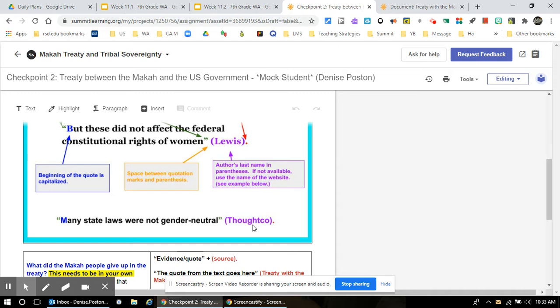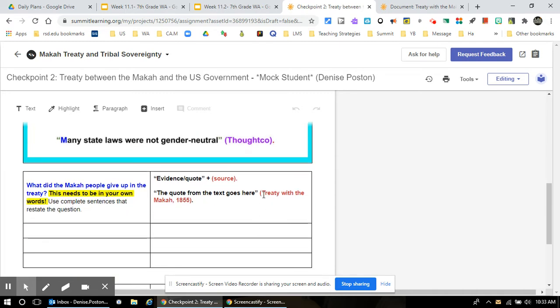So for us, we are doing the Treaty with the Macaw. So I have this here as an example of how you would correctly do it. Your quote in quotation marks, after the quotation mark, there's a space, parenthesis, Treaty with the Macaw, comma, 1855, end of parenthesis, period. So you are going to write in your own words what the Macaw people gave up, and then you are going to put evidence to prove that they had to give that up from the document. And it should be things that you have highlighted in here.